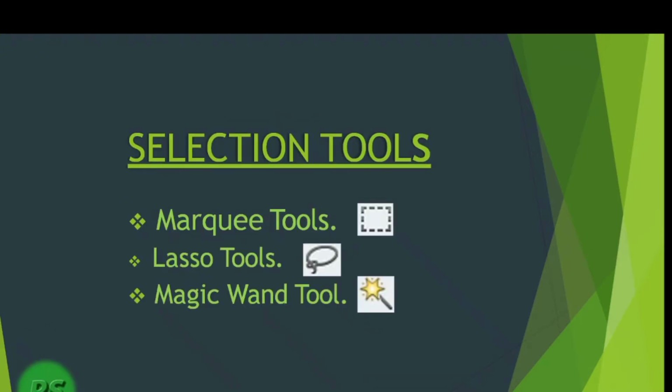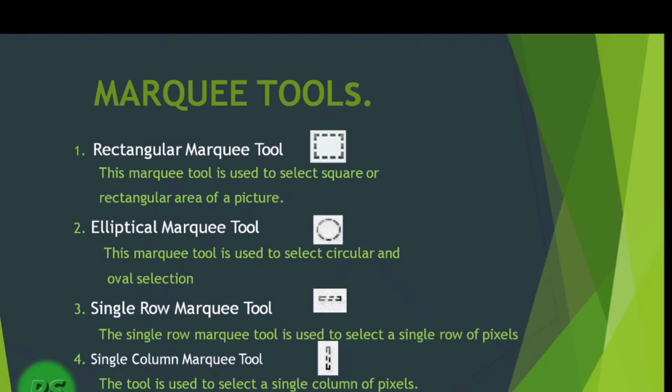The first tool is the selection tool. We know that the selection tool is used to select things or elements. We have three selection tools: number one, the marquee tool; number two, the lasso tool; and number three, the magic wand tool. So, marquee tools. Number one, the rectangular marquee tool.